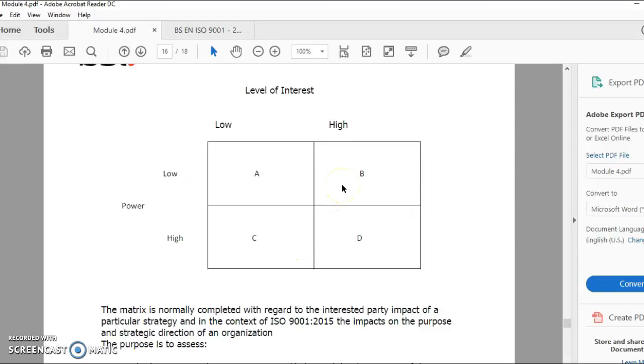So B is going to be high levels of interest, so they're going to want to know what's happening, but they're not going to be able to really do anything to your company or really exert any kind of major influence because their power is going to be quite low.